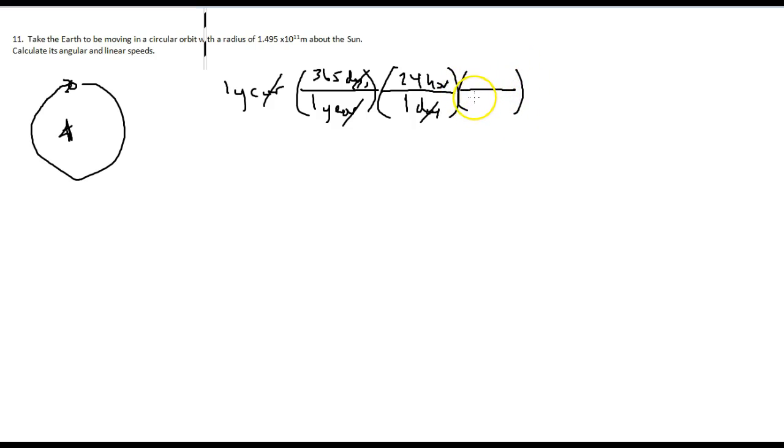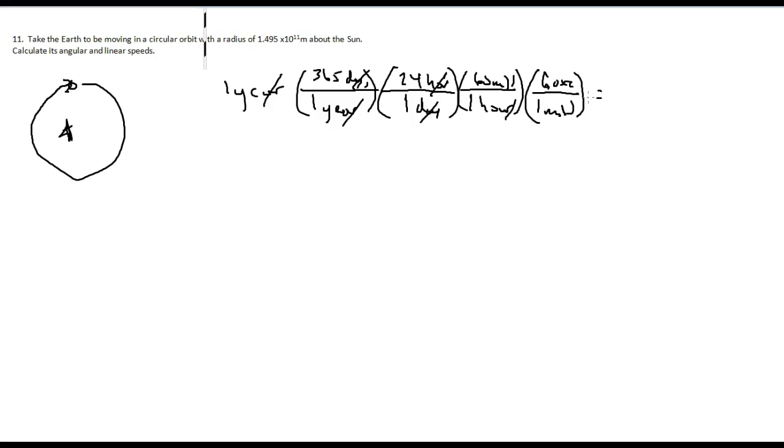That'd be 1 hour into 60 minutes. I love it. Now in minutes. And then 1 minute into 60 seconds. Woo! We finally made it to seconds, which is what we were looking for to begin with.